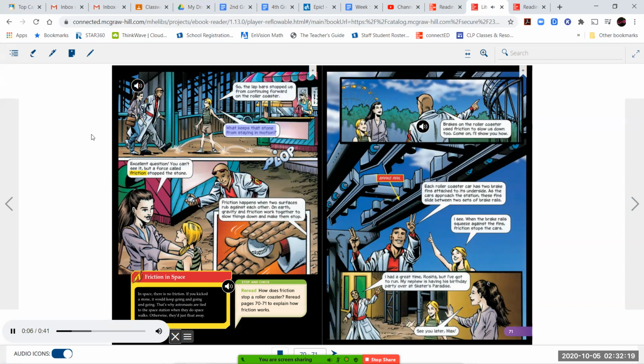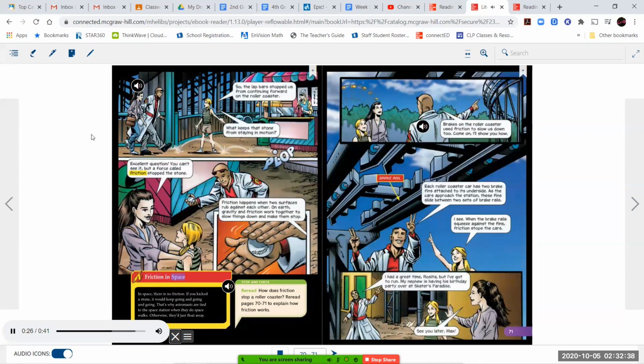What keeps that stone from staying in motion? Plop. Excellent question. You can't see it, but a force called friction stopped the stone. Friction happens when two surfaces rub against each other. On Earth, gravity and friction work together to slow things down and make them stop.